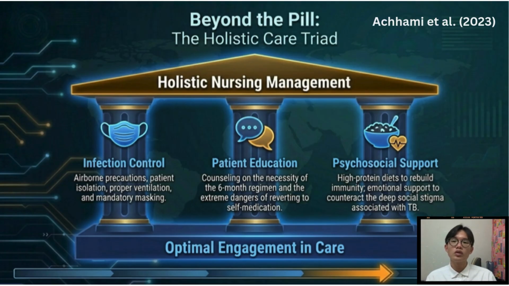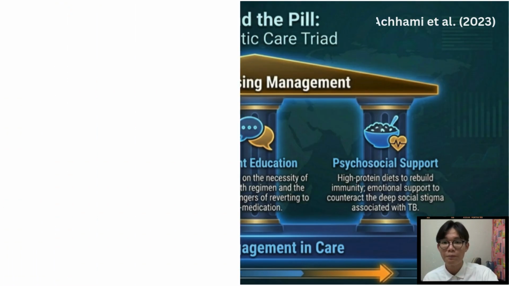Psychosocial support is also important because tuberculosis patients often experience fear, stigma, and social isolation. Providing emotional support and involving the family members truly helps to improve the patient's motivation and also the treatment compliance. This highlights the importance of patient-centered nursing care.